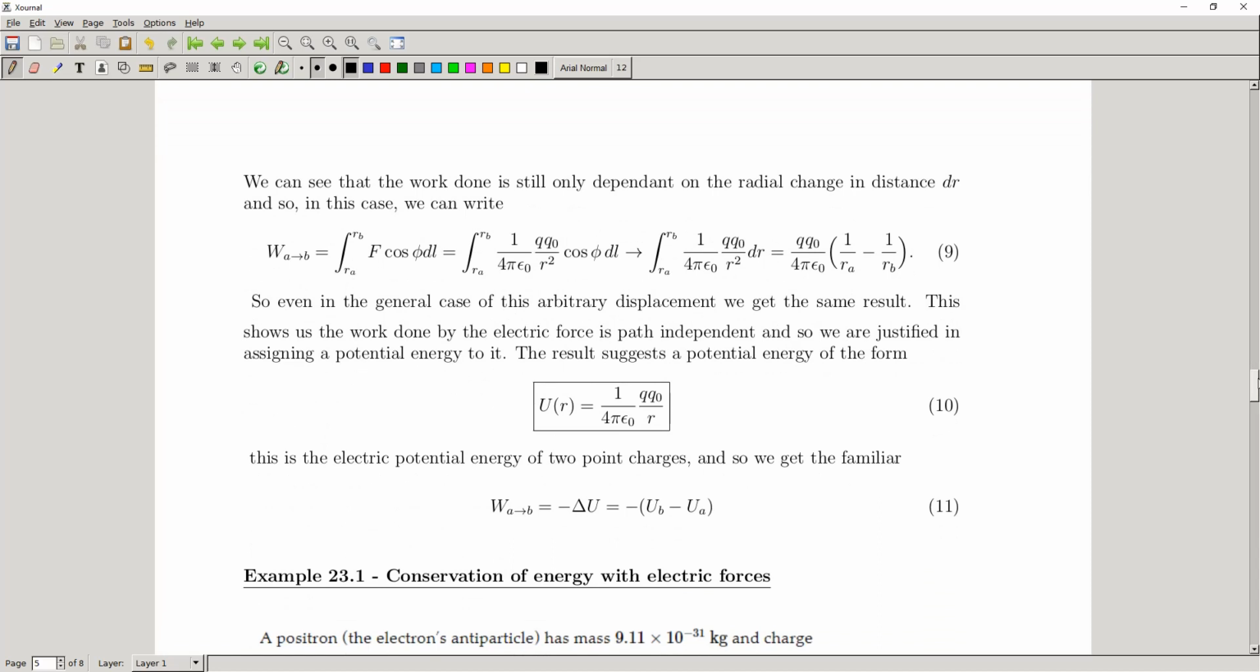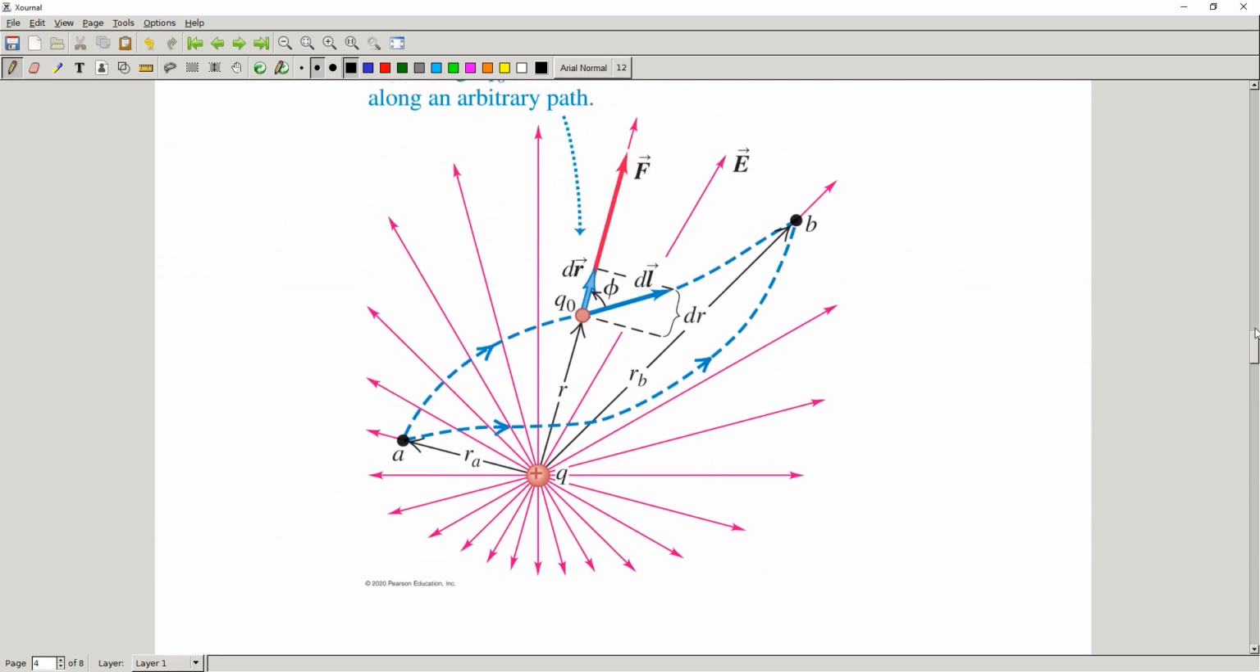As I just said, we can see that the work done here is still only dependent on the radial change in the distance. So dr is all that matters, okay? And so in this case, we can write it like this. And let's remember that this phi is the angle between F and dl. But let's take a look at the diagram again. They do a nice job of illustrating this here.